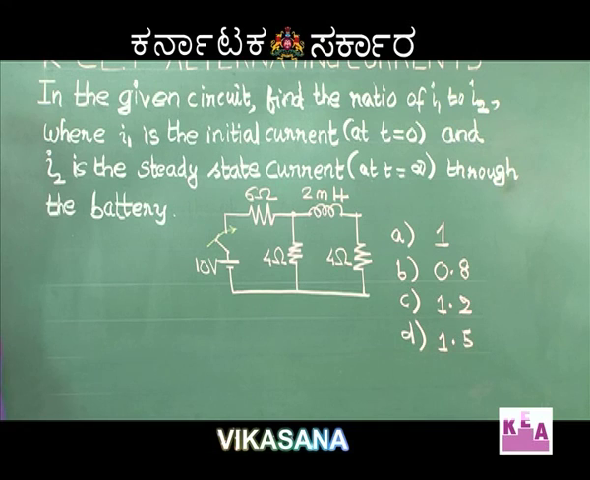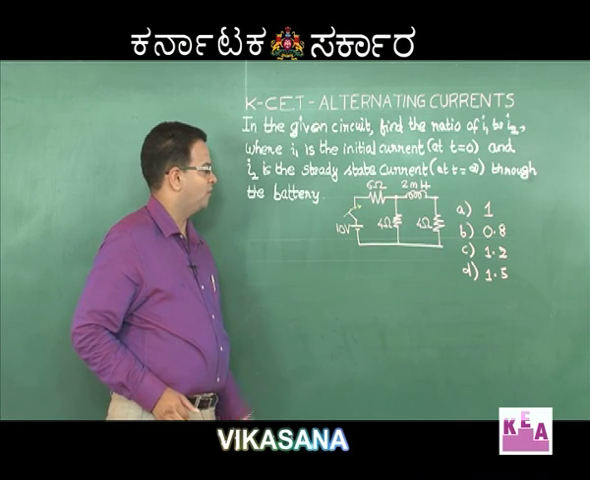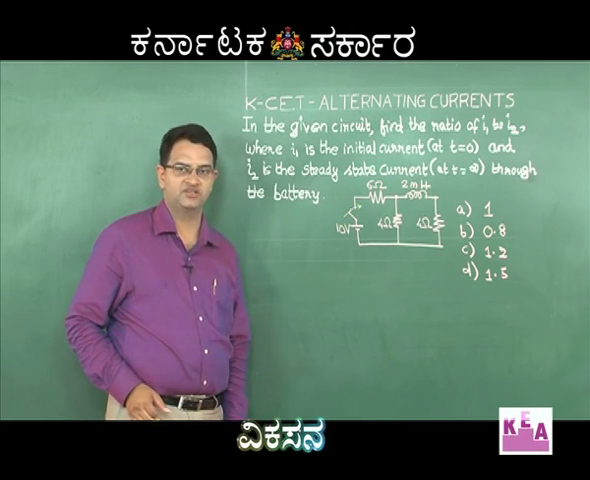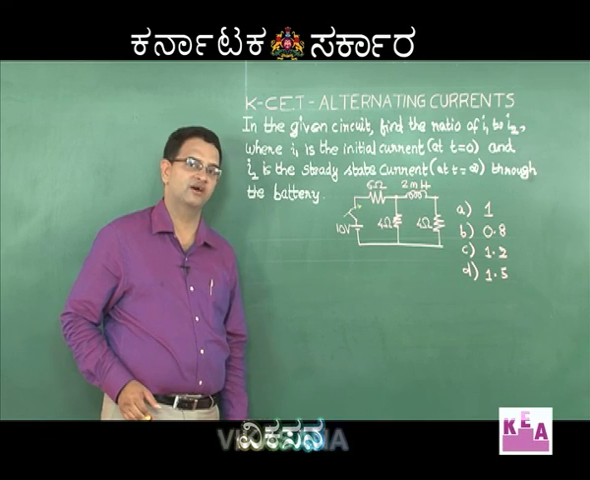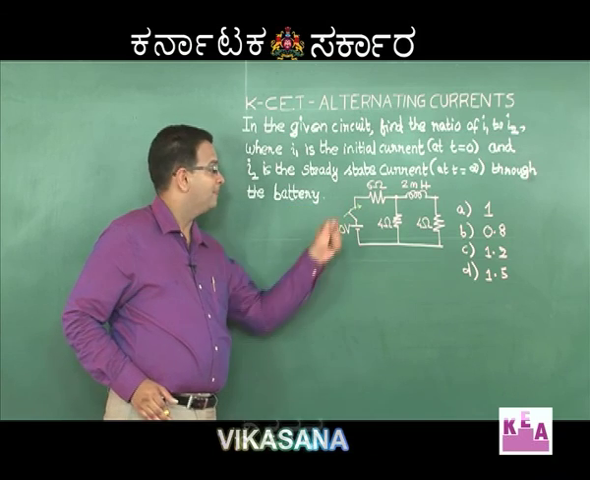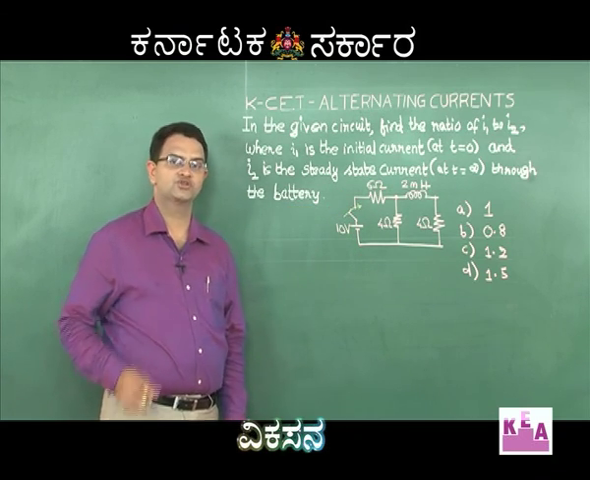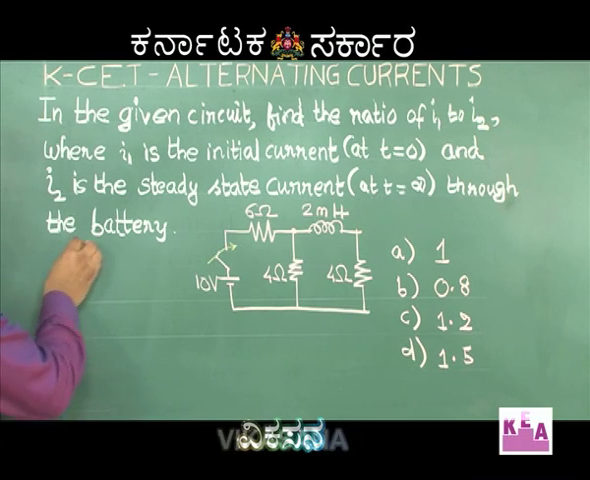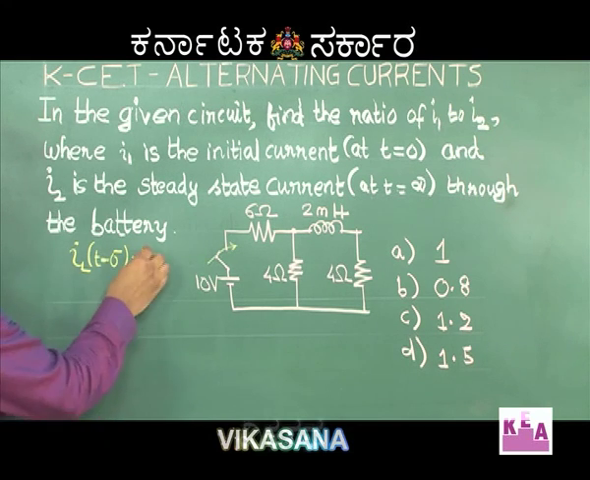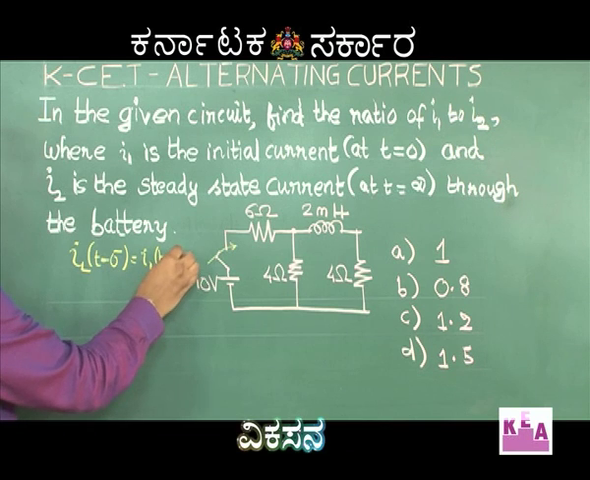So we understand that before we close the switch, the current through the inductor is 0. So the initial current through the inductor is 0 at t equal to 0. Now, when I close the switch at t equal to 0, the current is trying to rise. The battery is going to supply the charges, but the inductor will resist the change in the current. Therefore, even after the switch is closed, the inductor current is not going to change. So we can write the current through the inductor at t equal to 0 minus is equal to the current through the inductor at t equal to 0 plus.